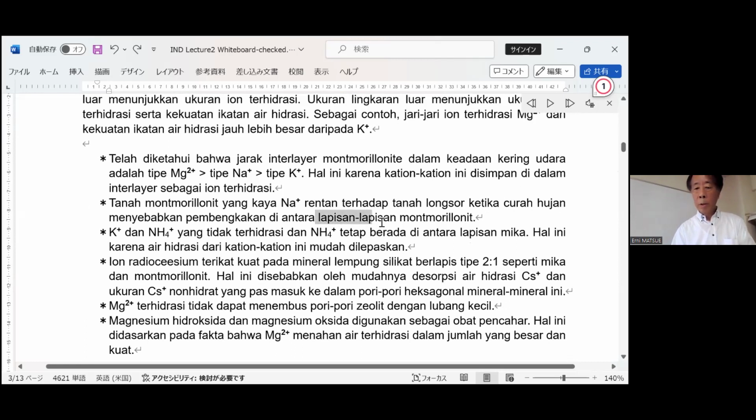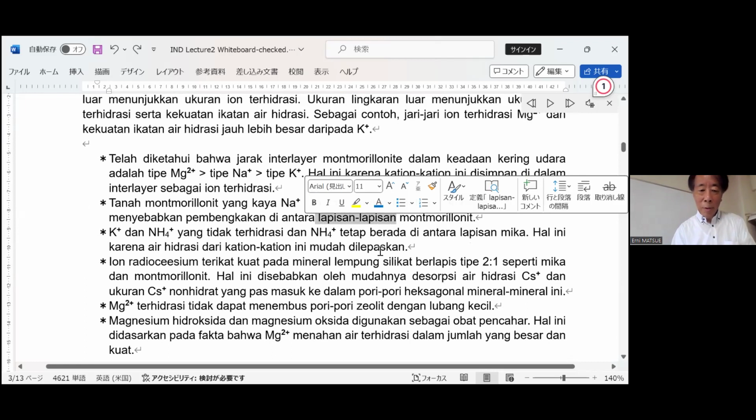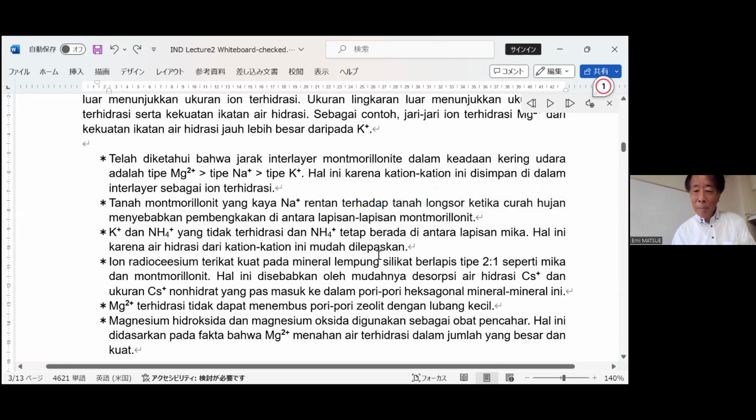Just landslide? Landslide is longsor, Prof. Tanah longsor. Yes, this is landslide.